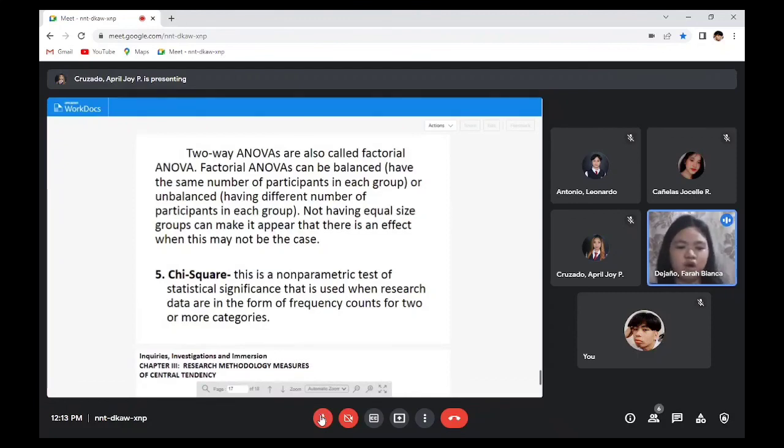And that would be all for Chapter 3, Research Methodology: Measures of Central Tendency.